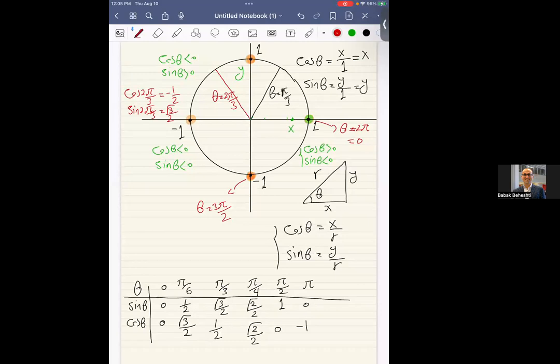So now a good exercise is, based on what I've written here, this is enough for all other angles. So based on what I've written here in this chart, I want you to complete this chart for these values.